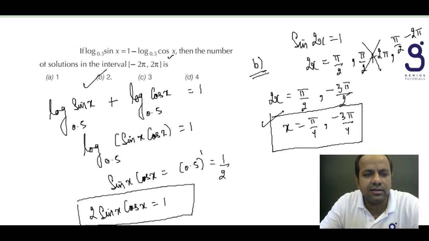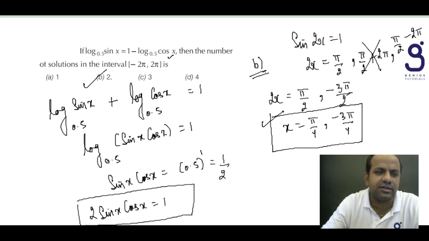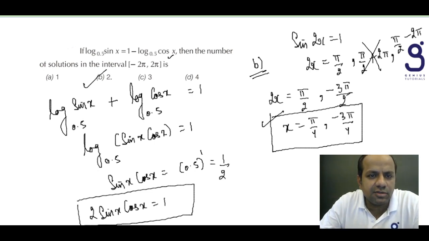What was the key point in this question? There is no rocket science in this question. You have to just apply the basic properties. This sum will be transformed into product. We know this property of logarithm. Then you have to bring this 0.5 log base on the right hand side and it will be 2 sin x cos x is sin 2x, and the rest is quite simple. Let's move on to the next question.